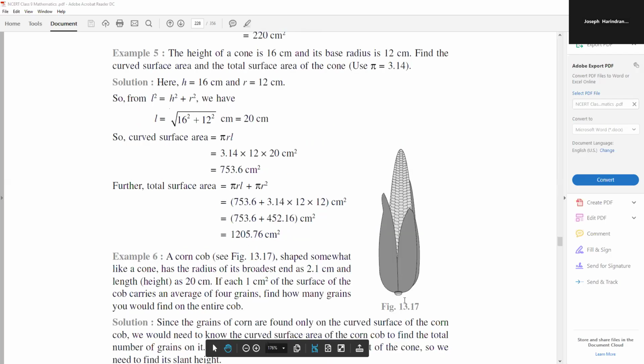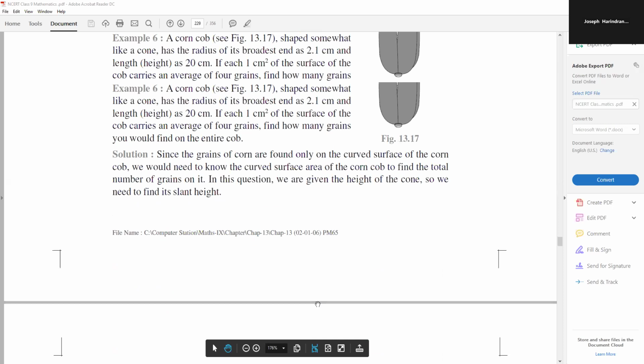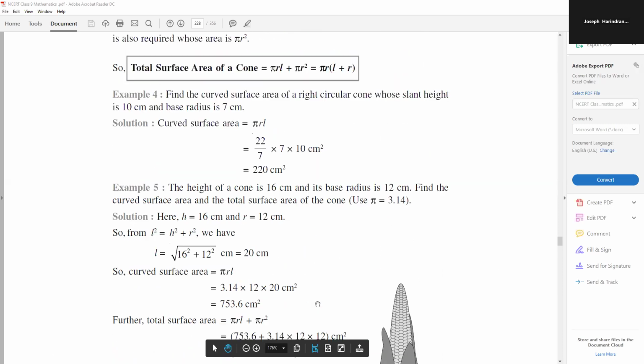See here, these are the formulas covered. In your textbook, you'll find certain worked examples. Please go through those worked examples, especially these examples where height is given, the base radius is given, the curved surface area you have to find, and the total surface area of the cone. We use the formulas.